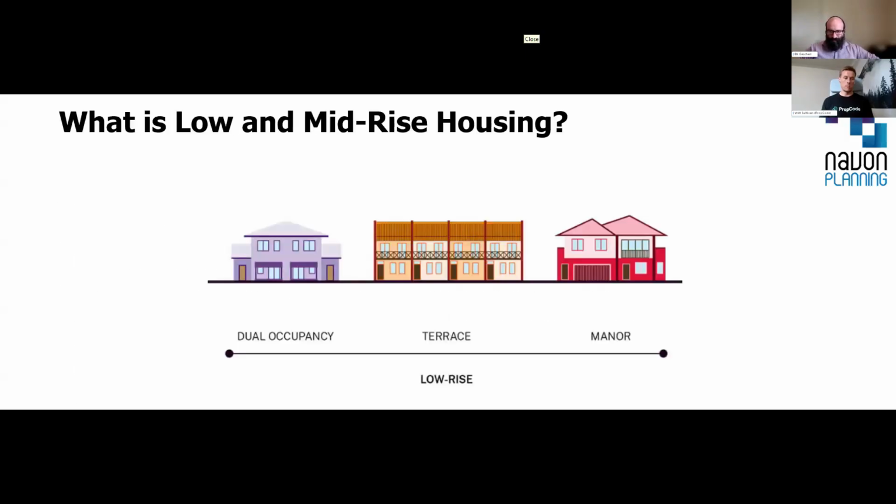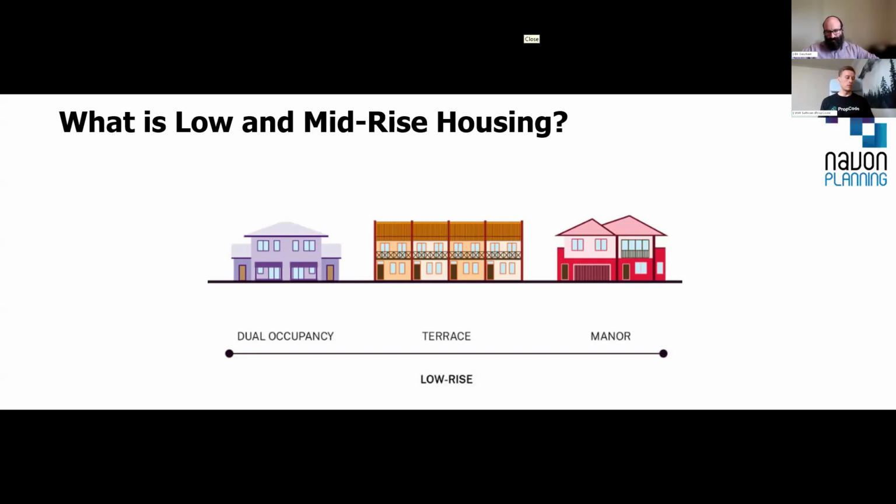So what is low and mid-rise housing? For those that don't know, it's basically anything up to 6 stories in height. Really, this discussion has been going on for quite a few years with the state government, planners, architects and everyone in the industry, saying, okay, we've got a lot of houses in Sydney and we've got a lot of high rise, anything, I guess, above 6 stories.